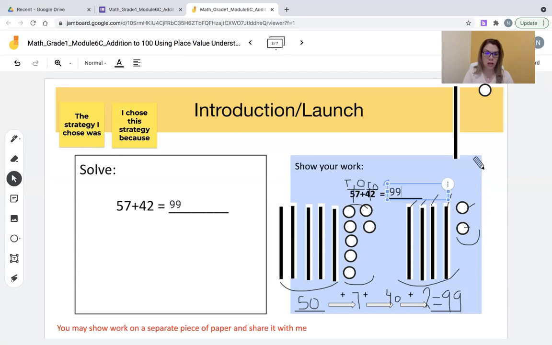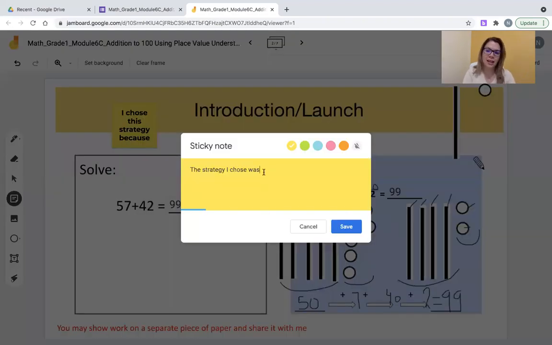Now that I have chosen a strategy, I'm going to use the select tool and click on the sticky note to explain the strategy I chose. The strategy I chose was to break apart each addend into tens and ones. I modeled using base 10 blocks. Students and scholars, I have just explained the strategy that I chose.